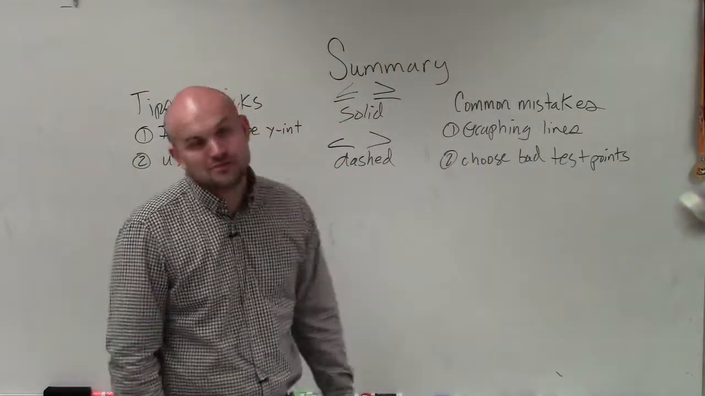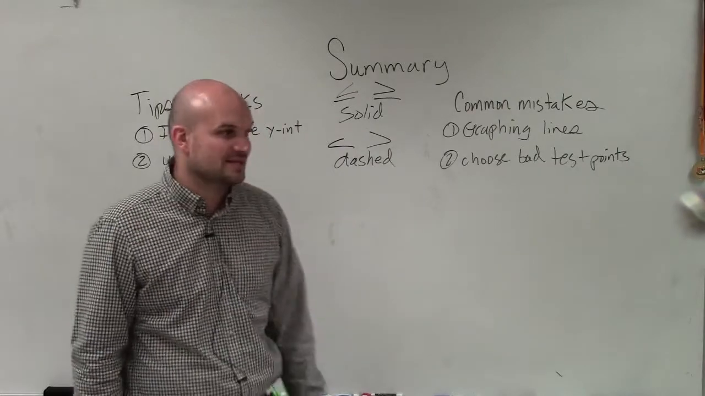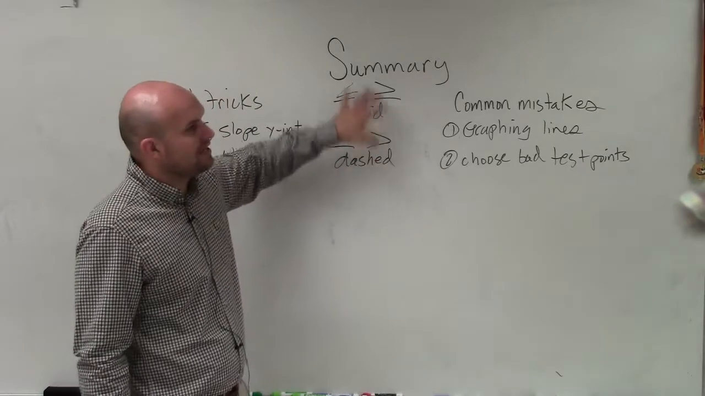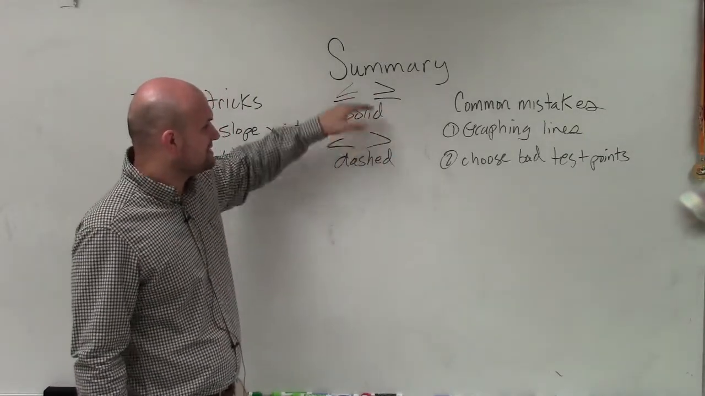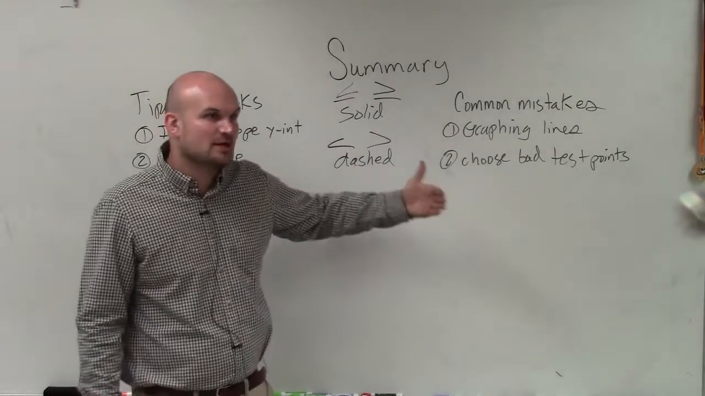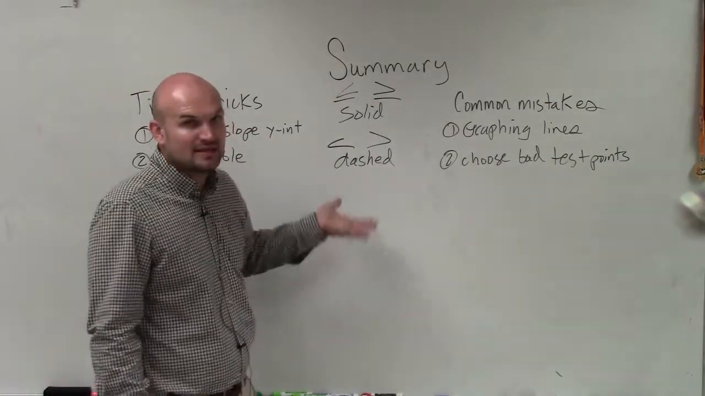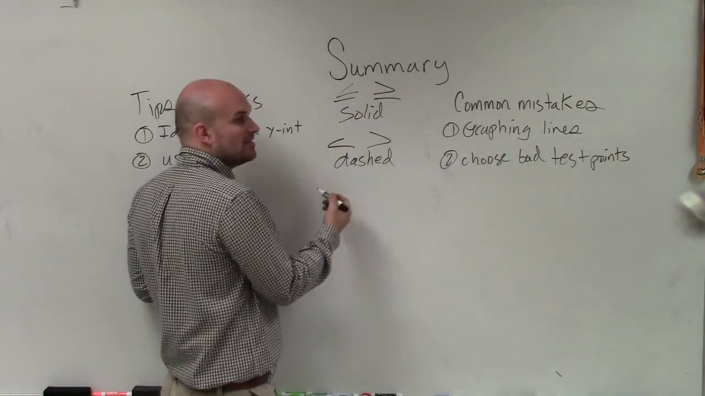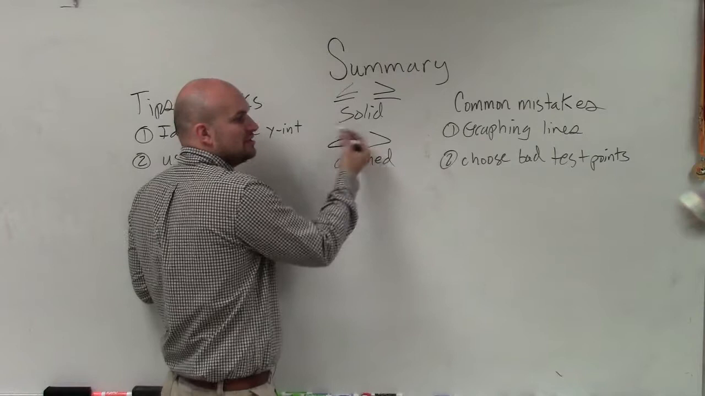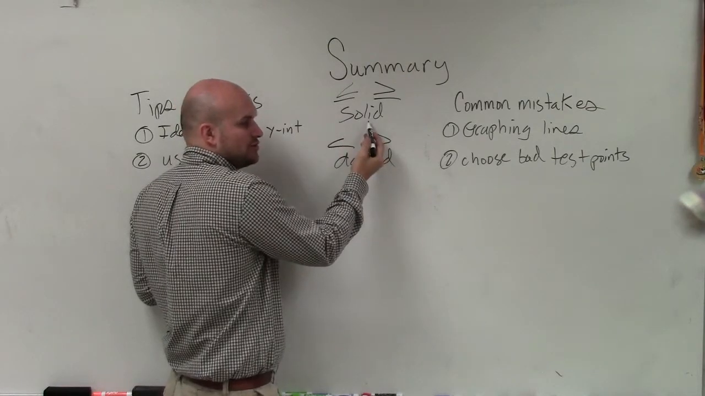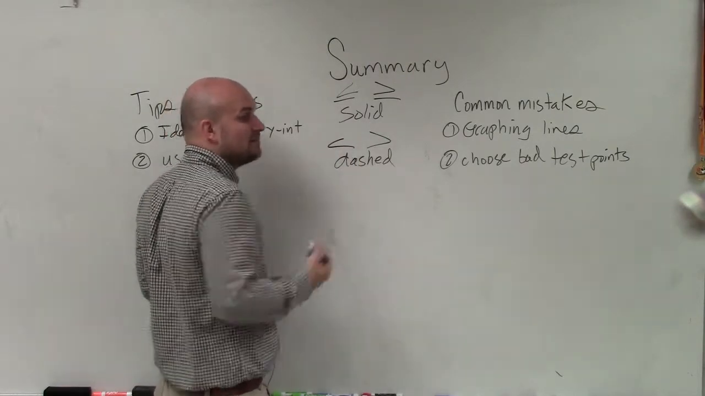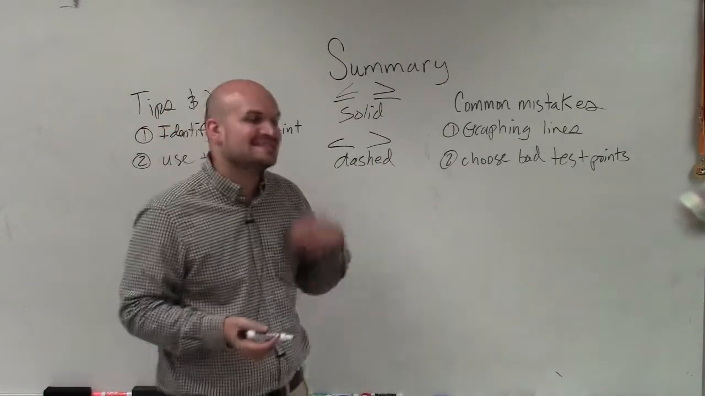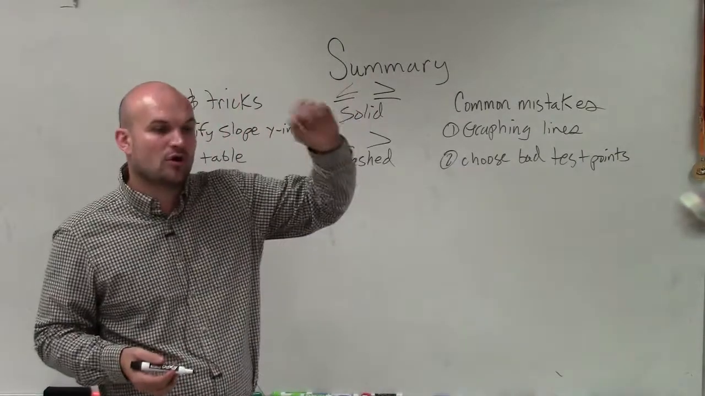The next one is choosing bad test points, which is common, or at least having trouble with the shading. We already know whether the line is solid or dashed. So when we're choosing a test point, we don't want to choose a point that lies on the graph. If we have a less than or equal to or greater than or equal to and we pick a point on the graph, we already know it's part of the solution because it makes the inequality true. Or if it's a strict inequality, we know it's not part of the solution because the line will be dashed. So we always want to pick a point that's not on the line, either above or below.